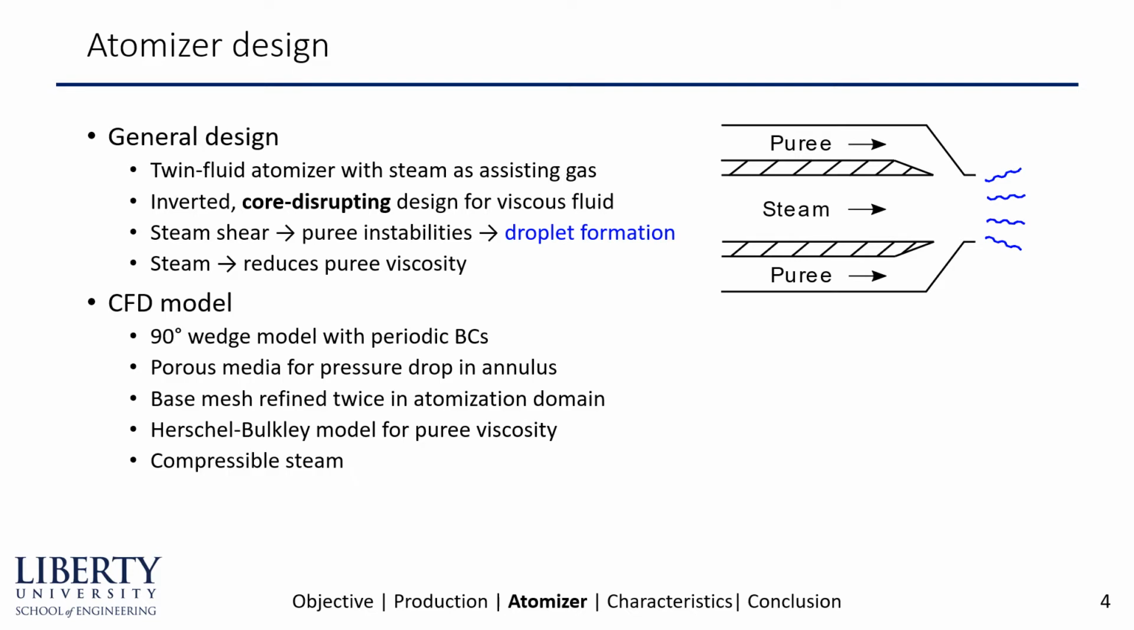Our CFD model involves a 90-degree wedge with periodic boundary conditions. And we use a porous media section in the puree annulus to simulate the pressure drop over some length of pipe. Our base mesh is refined twice in the atomization domain to resolve the droplets. And we use the Herschel-Bulkley model for puree viscosity. This is implemented as a user-defined function in ANSYS Fluent. And the Herschel-Bulkley model is, of course, non-Newtonian and shows shear thinning behavior beyond a certain yield stress. Additionally, the steam is modeled as compressible with the ideal gas law.